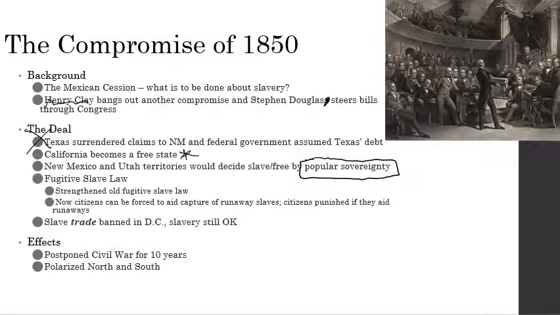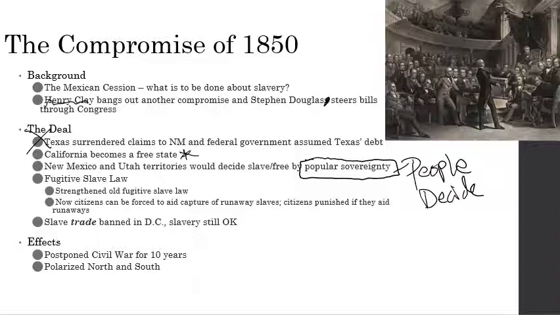Popular sovereignty. So basically, you've got this issue where the people get to decide, or they will vote on whether it will be slave or free. So popular sovereignty is going to come back again. And now, so far, these first two things, New Mexico and Utah, everybody probably figured that they're going to vote to be slave states. California becomes a free state. Not a whole lot directly given to the South at this point.